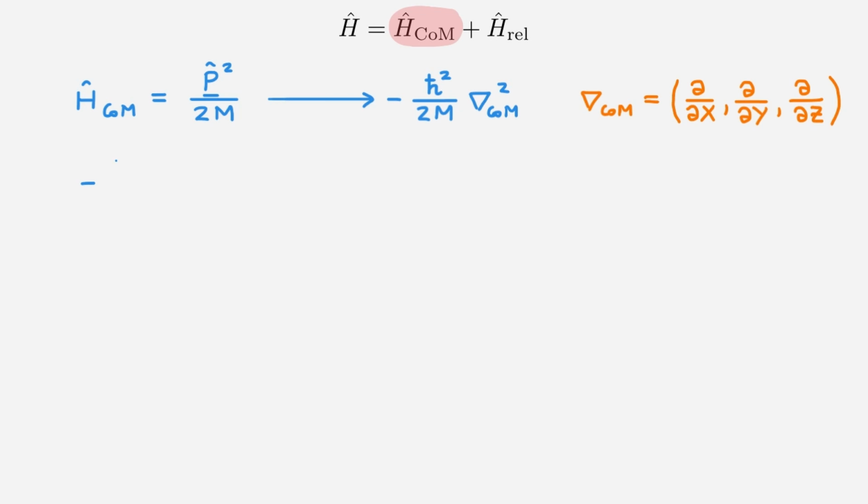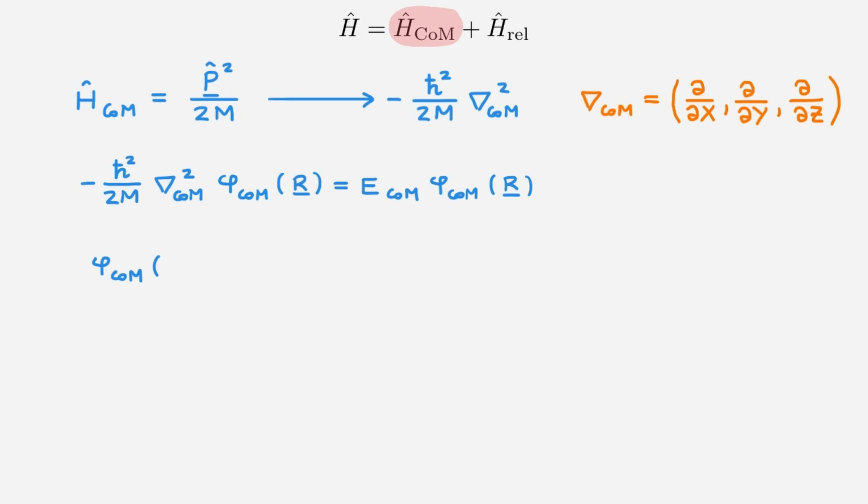Putting things together, we get this eigenvalue equation in the position representation, where I'm using the standard notation for eigenfunctions. This is the eigenvalue equation of a free particle of mass M. And from the corresponding video, we know that the eigenfunctions are given by plane waves like this. And the eigenenergies span a continuous spectrum that has a dispersion proportional to the momentum squared.